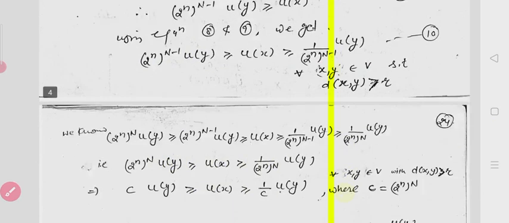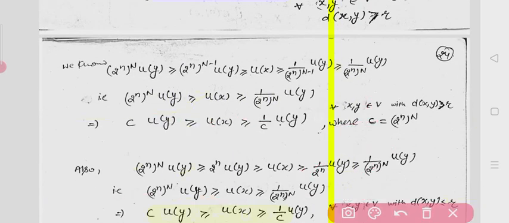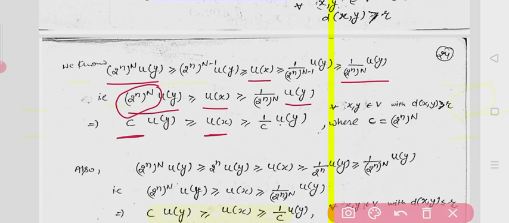Now we can say that we are considering only these terms, this and this. So we say that (2^n)^N into u(y) is greater than or equal to u(x), which is greater than or equal to ((1/2)^n)^N into u(y), for all x, y such that the distance between x and y is greater than r. We will say this thing, (2^n)^N is c. If we call it c, that means c into u(y) is greater than or equal to u(x) and greater than or equal to (1/c) into u(y).